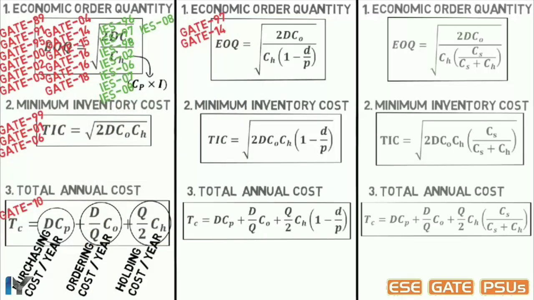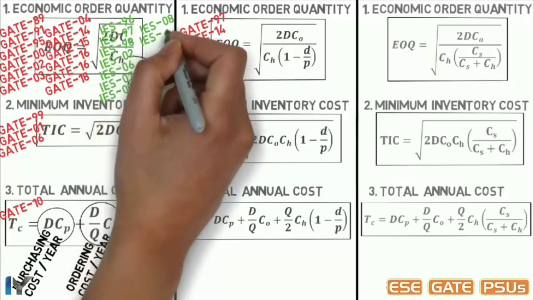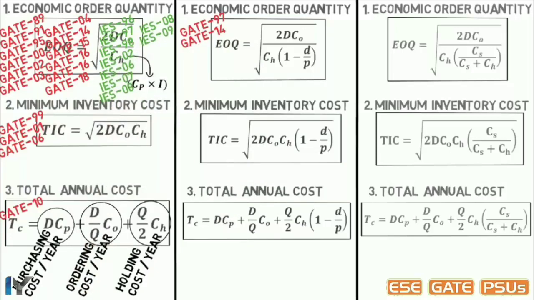In 2008, in the basic EOQ model, if lead time increases from 5 to 10 days, the EOQ will. So the EOQ will remain same because EOQ does not depend on lead time. In 2009, if demand is doubled and the ordering cost, unit cost, inventory carrying cost are halved, then what will be the EOQ? In 2010, again same question was repeated.